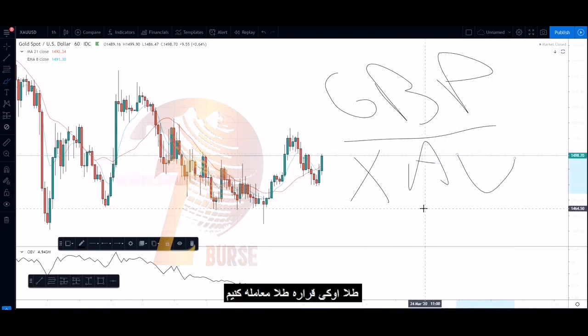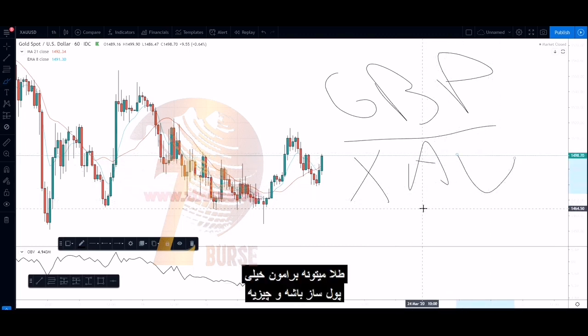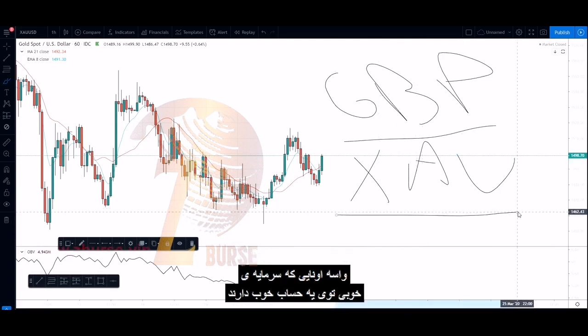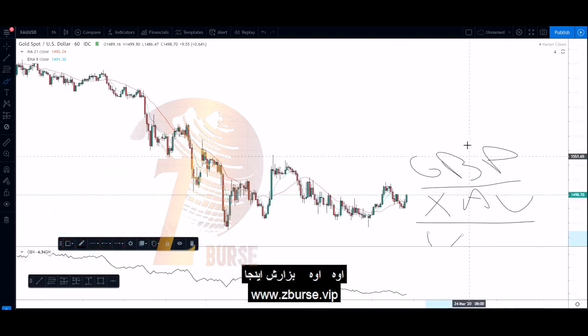Gold. Okay, we're going to be trading gold. Gold is going to be our money maker. This is where we're going to catch all, if not most, of our pips. And for those of you who have nice capital and a big account, I'll put it up here.